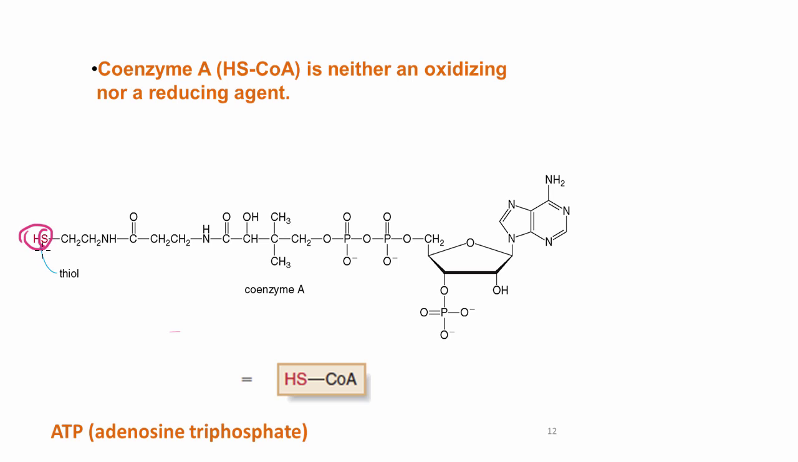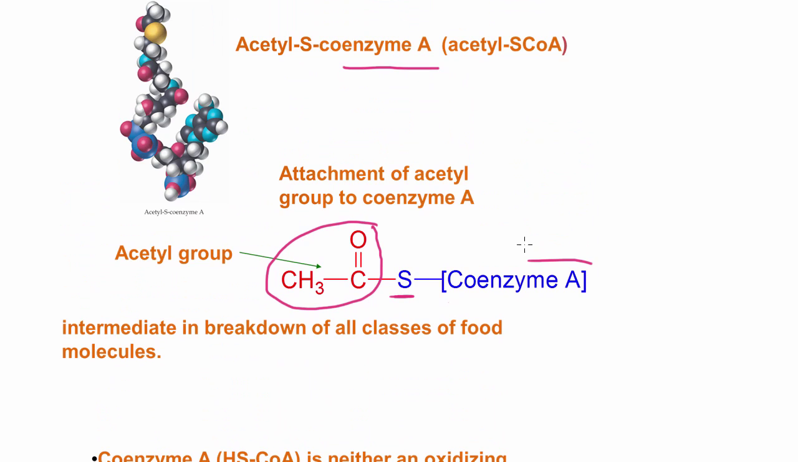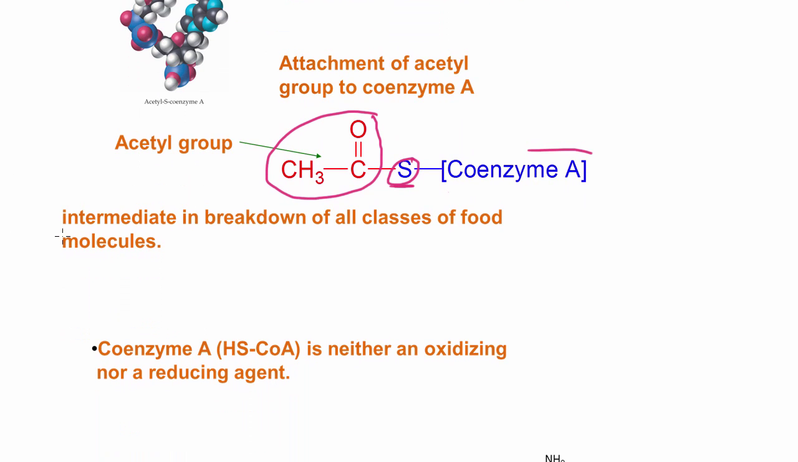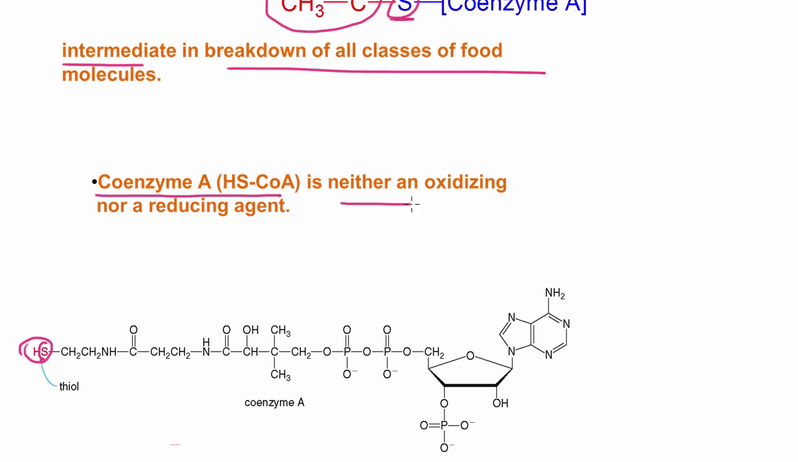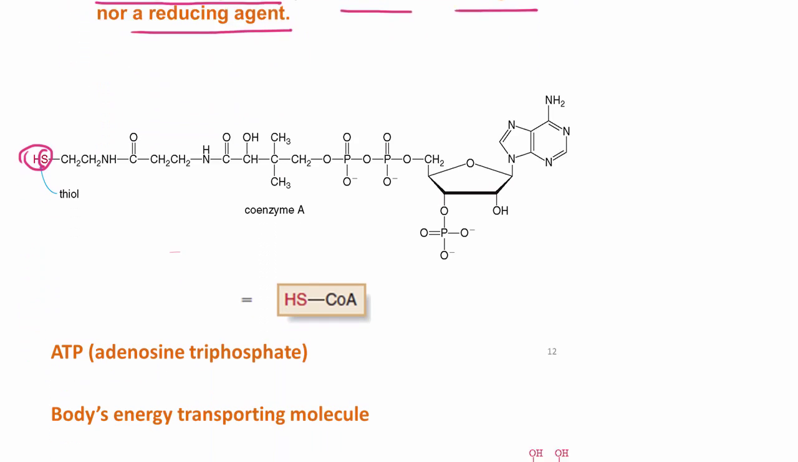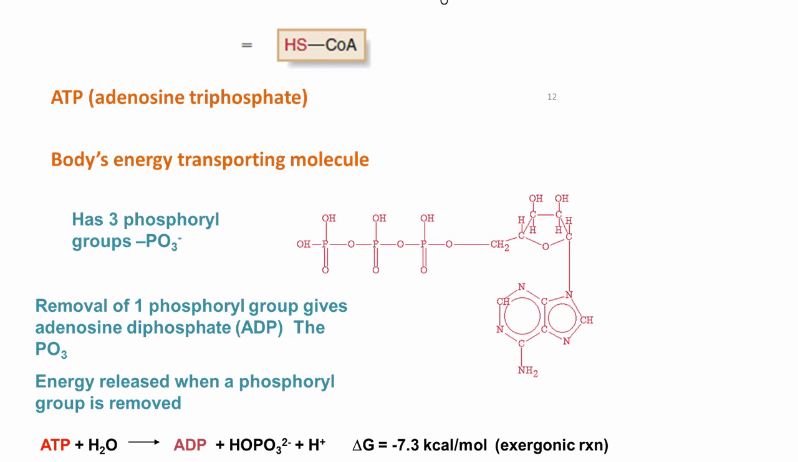What's going to happen is the acetyl group is going to bond to the coenzyme A with the carbonyl carbon bonding to that sulfur atom. And then it's the coenzyme A that carries the acetyl groups to the citric acid cycle. So this is an intermediate in the breakdown of all classes of food molecules: lipids, carbohydrates, and proteins. I will say right now, coenzyme A is neither an oxidizing nor a reducing agent, so it doesn't work that way. The next molecule that we want to look at is ATP, adenosine triphosphate. Oh, tri, it must have 3 phosphate groups.